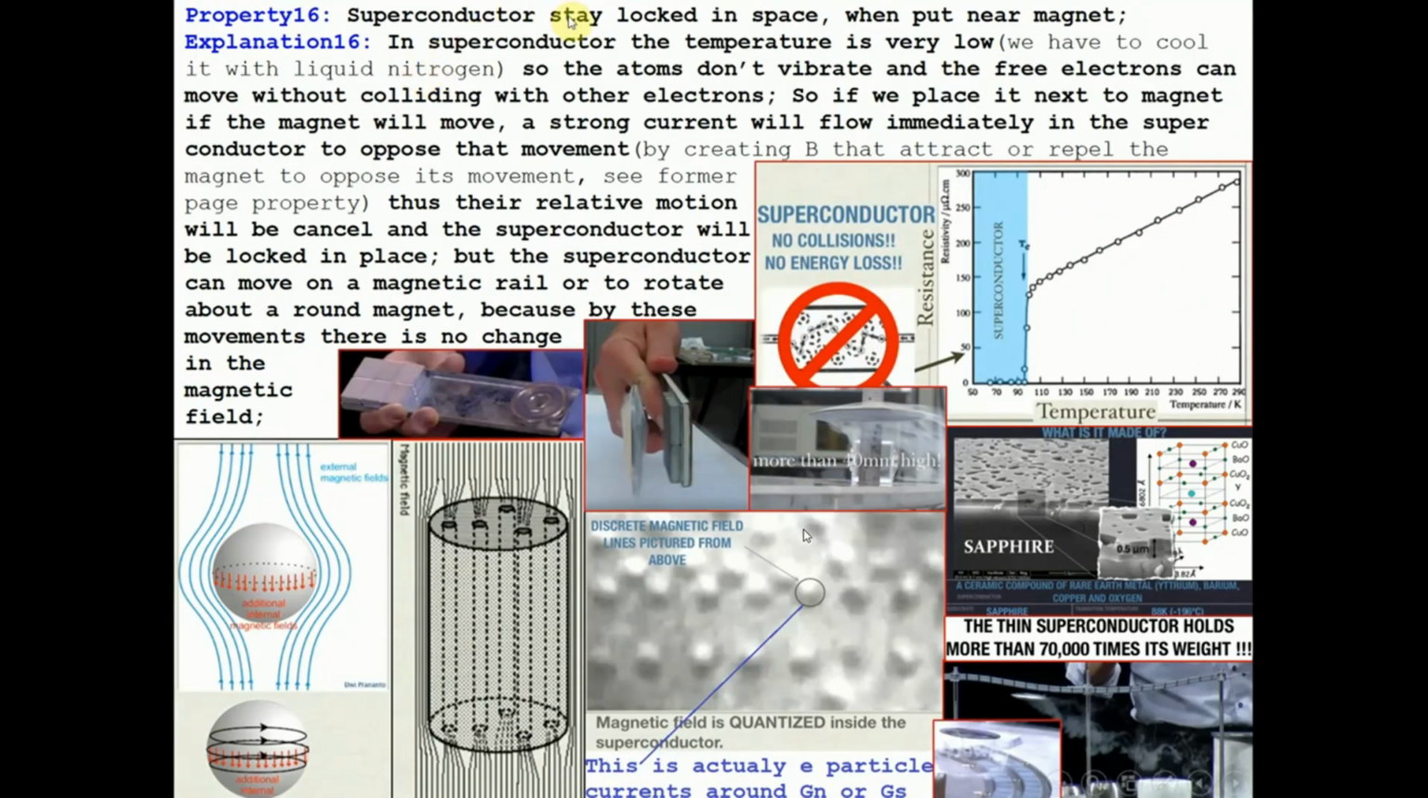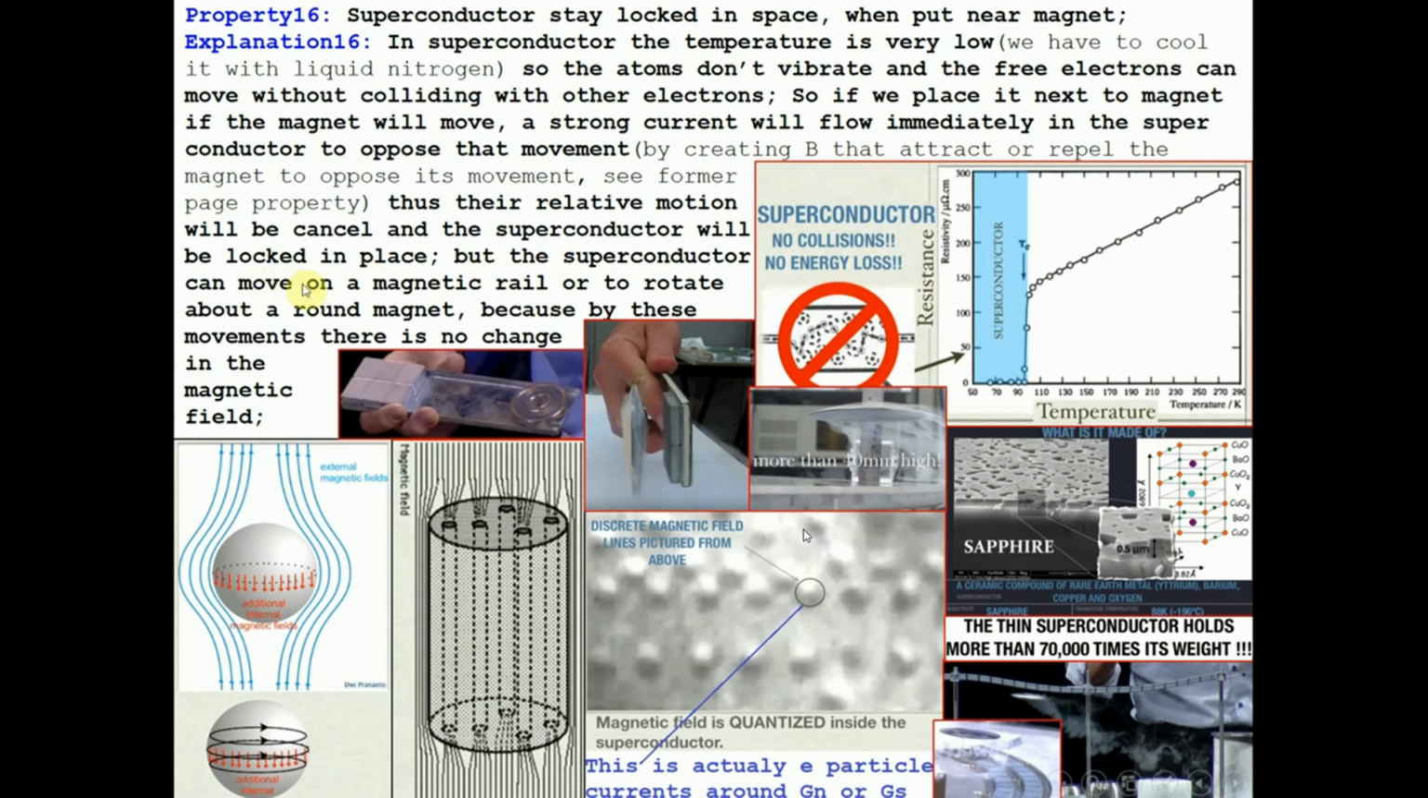Property 16. Superconductor stays locked in space when put near a magnet. Explanation. In a superconductor, the temperature is very low. We have to cool it with liquid nitrogen, so the atoms don't vibrate and the free electrons can move without colliding with other electrons. So if we place it next to a magnet, if the magnet moves, a strong current will flow immediately in the superconductor to oppose that movement, by creating magnetic fields that attract or repel the magnet to oppose its movement. See former property. Therefore, the relative motion will be cancelled, and the superconductor will be locked in space.